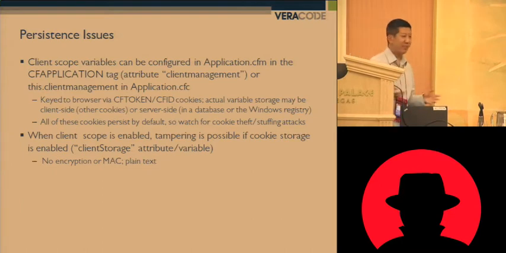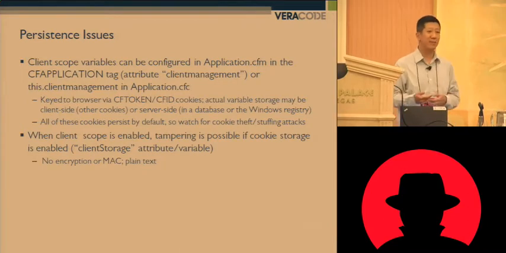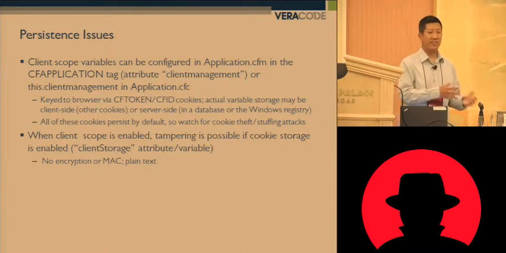And then finally, before we get into the Java stuff, persistence issues. We talked about the client scope before and the fact that you could configure that to be using the registry or the cookies. And essentially, if you have client management enabled and you have client variables set to use cookies, then tampering is always going to be possible. You can poison any cookie. That's a well-known fact. But oftentimes, the developer will just say, "Well, I'm using client scope variables to persist data across multiple visits to the site." They may not actually know how that works, right?